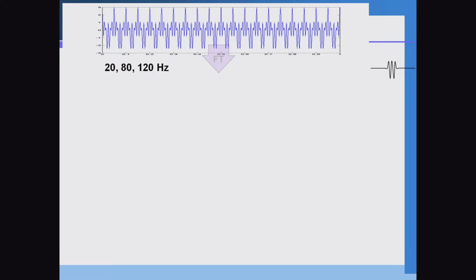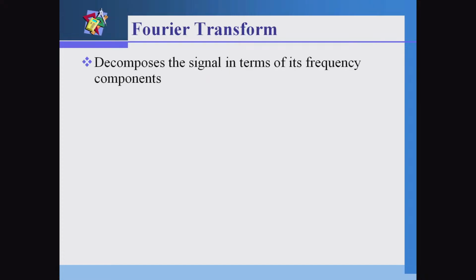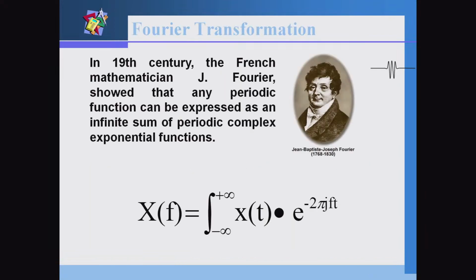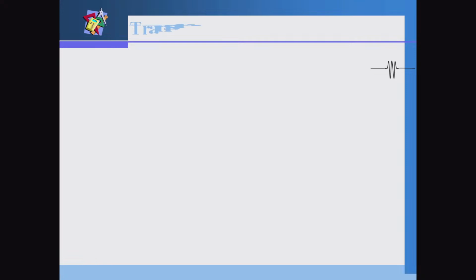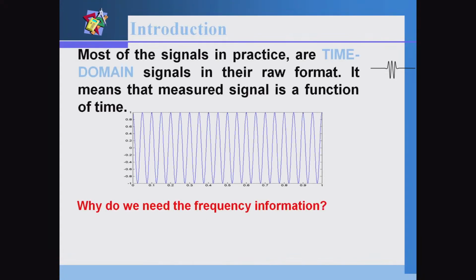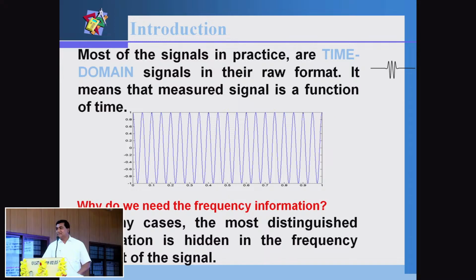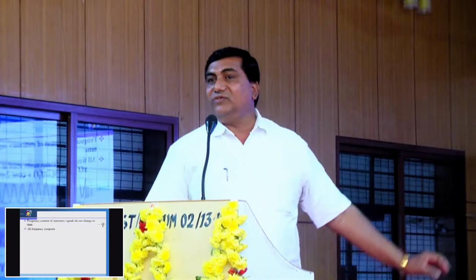You read that last line. In many cases, the most distinguished information is hidden in the frequency content of the signal. In the time domain signal, our objective is to study the frequency content of that signal. That is why you see this, how it looks.